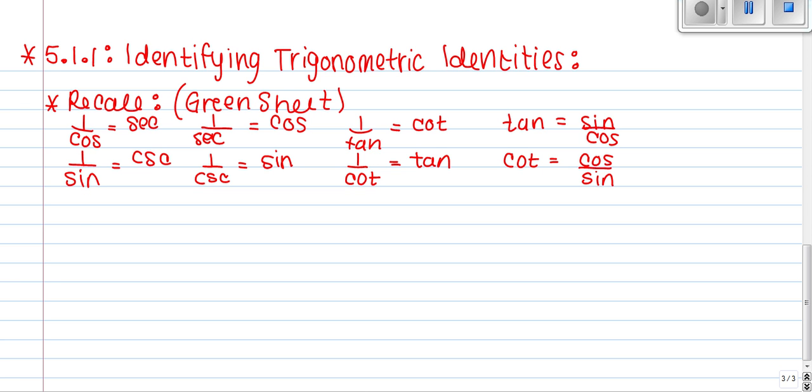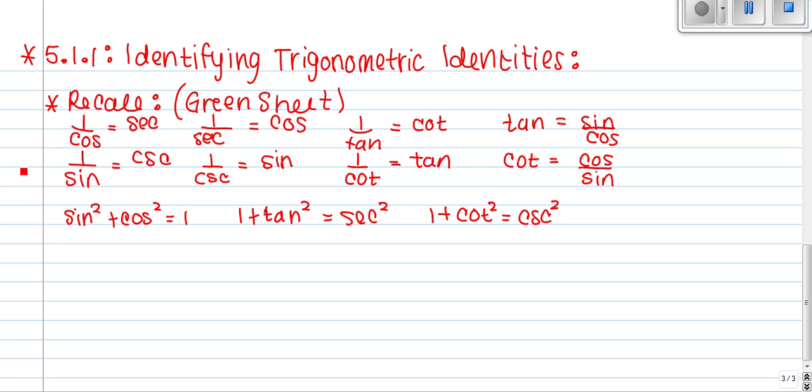We're also going to use the Pythagorean identities. So sine squared plus cosine squared equals 1. One plus tan squared is equal to secant squared, and 1 plus cotangent squared is equal to cosecant squared.